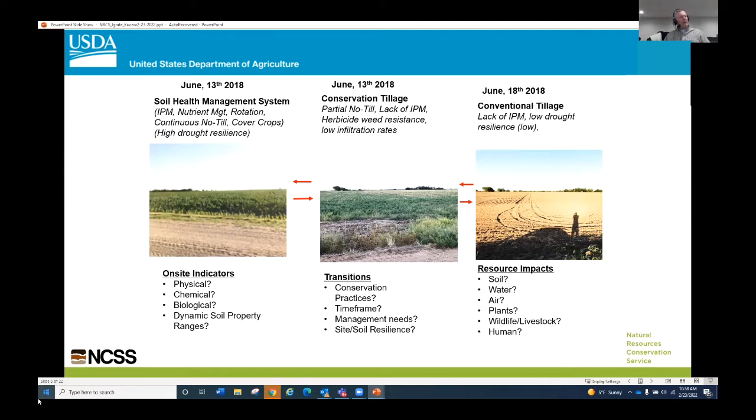The three basic things we can identify as an on-site planner would be what are the physical, chemical, biological indicators or soil health assessment, if you will? What ranges of soil properties might we expect on each different condition? The transitions and practices, how can we move from one situation to the other? Also, what are the resource impacts of applying these three different systems in this example, the photos that I took?